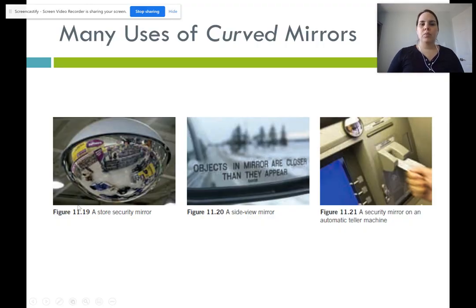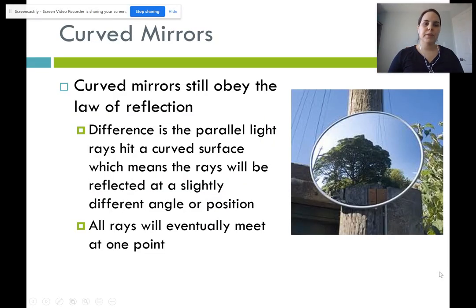Okay, so we use curved mirrors quite a lot in our everyday life for lots of different purposes, and a lot of them have to do with just being able to see a greater area than you would with a typical plane mirror. The neat thing about curved mirrors is they still obey the law of reflection.